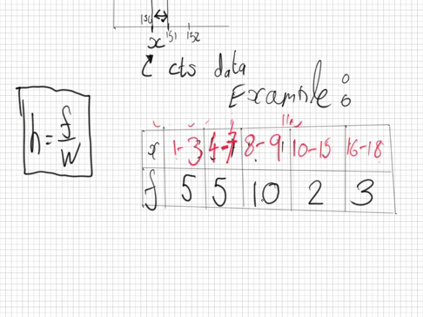Okay, so now we'll put the boundaries in. Yeah, that's it. So the first boundary is 0.5, and then 3.5.